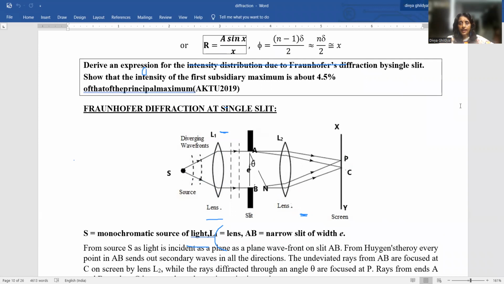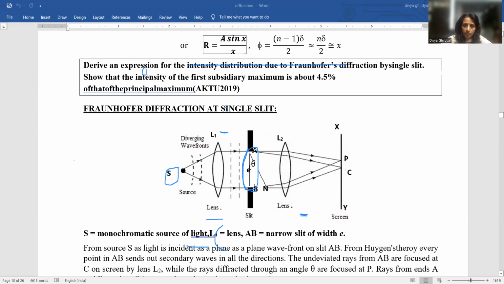First, understand this diagram. Have a look at this diagram. Can you make out? This is the single slit which I am talking about. Only one slit. S is your source of light. This lens L1 has been put here so that the rays of light falling on it, the diverging wavefronts, they get a direction.